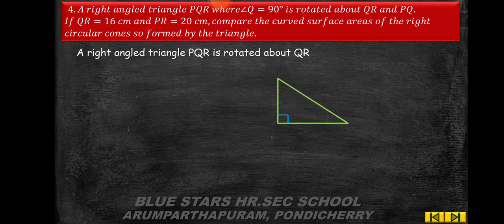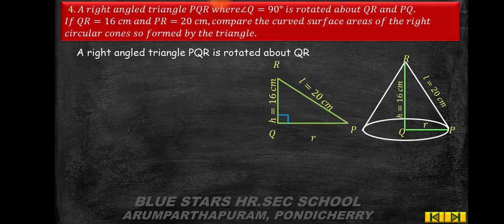So a right angle triangle PQR is rotated about QR. Mark the points as PQR. So QP is small r, that is radius, and RQ is height is equal to 16 centimeter and L is the slant height is equal to 20 centimeter. So a right angle triangle is rotated about QR. You get a right circular cone.